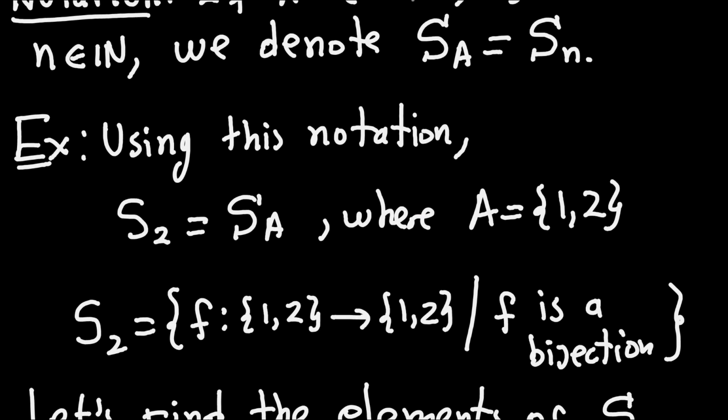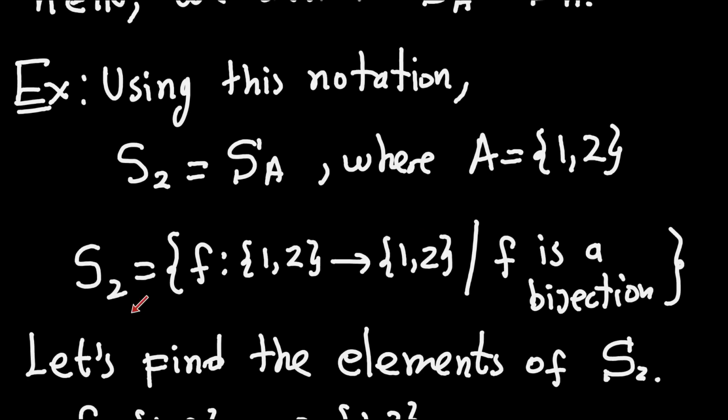Let's emphasize that notation a little bit. What would be S of 2? S of 2 is S of A, but what is A here? A here is the collection 1, 2. So S of 2 will be all the functions from {1, 2} to {1, 2}, where this function is a bijection.